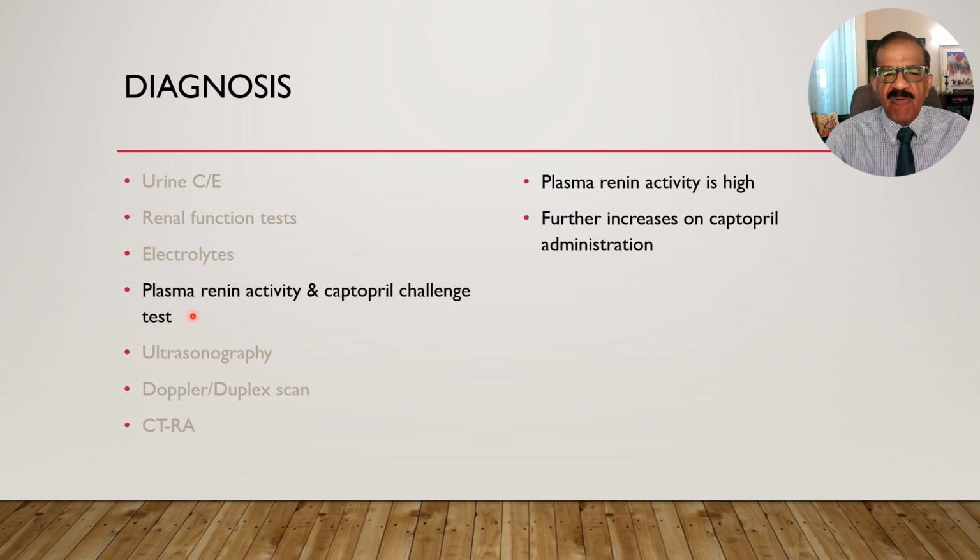Then plasma renin activity and captopril challenge test. Plasma renin activity would be high in any patient where the cause of hypertension is kidney. And please note down, plasma renin activity will also be high in those patients with hypertension who are on medication, like diuretics and many other drugs. All antihypertensive drugs have the potential of causing increase in plasma renin activity.